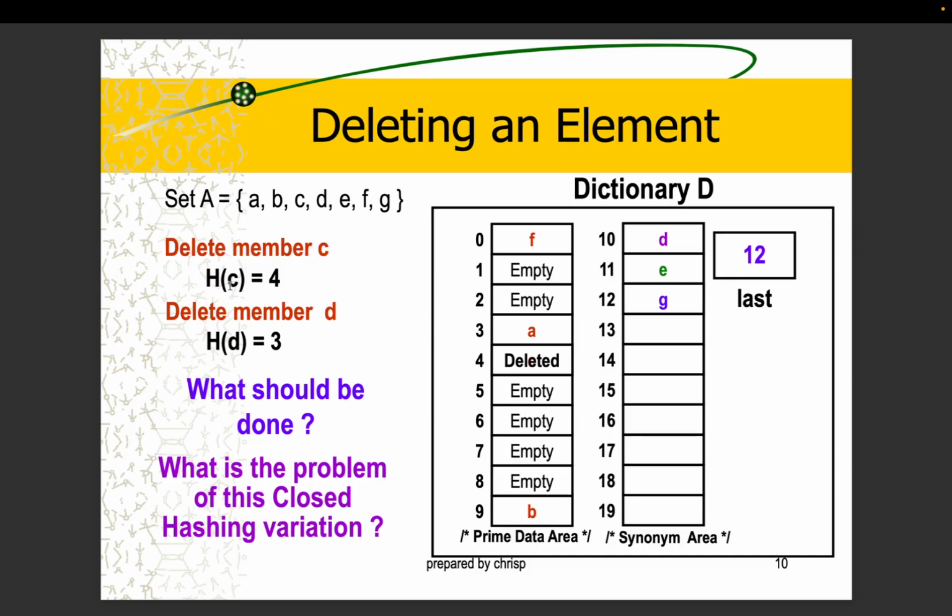So, we will keep going. Let's delete the letter C. Deleting from the prime data area is very simple. I just set the value to be deleted. But what if I delete from the synonym area? What should be done? Now, you would think, oh sir, what if I shift all elements down and update the last?